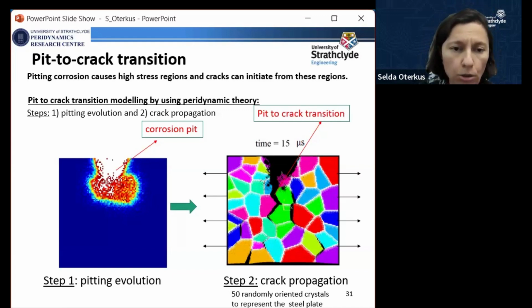When this tension load is applied, crack initiation starts, and then these pits turn into cracks, as you can see here. And as you can see, with this methodology, we can predict crack initiation and crack propagation from the pit damage.